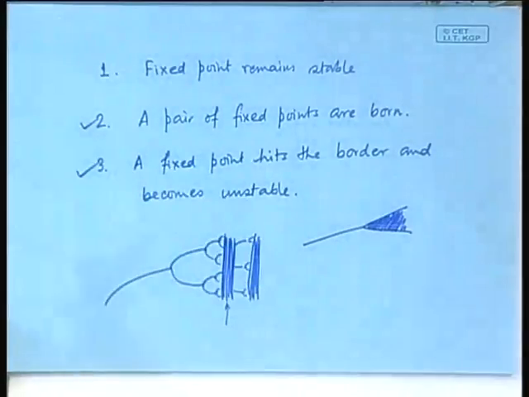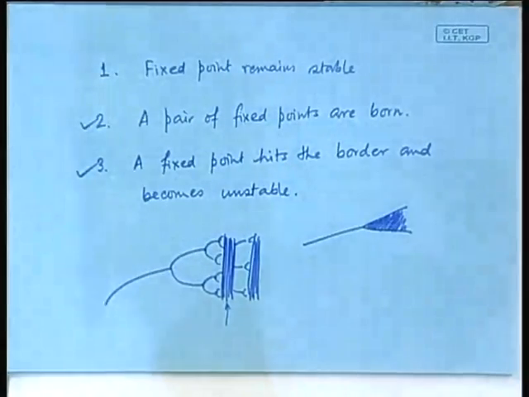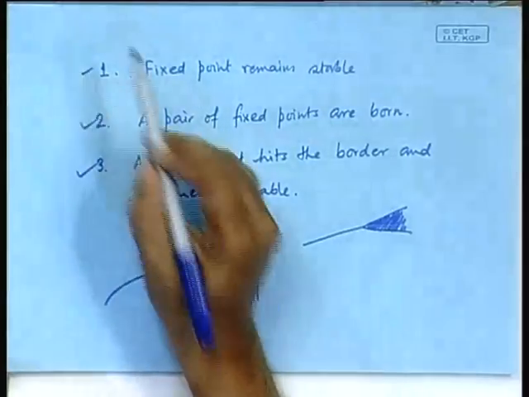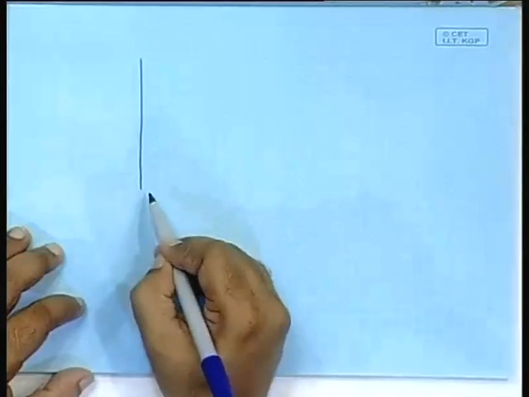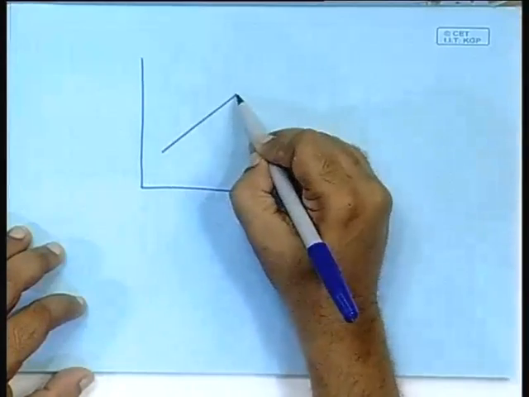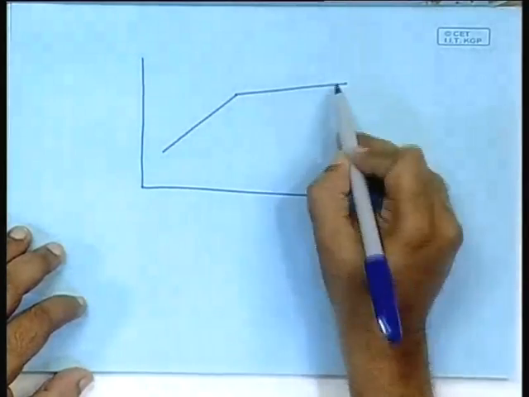So, this is something we have understood, very sketchily nevertheless, but we try to understand what the essential issues are. Here a fixed point remains stable. That means, if you draw the bifurcation diagram, you would expect something like this to happen. A fixed point was there, hit the border, and it remains stable.